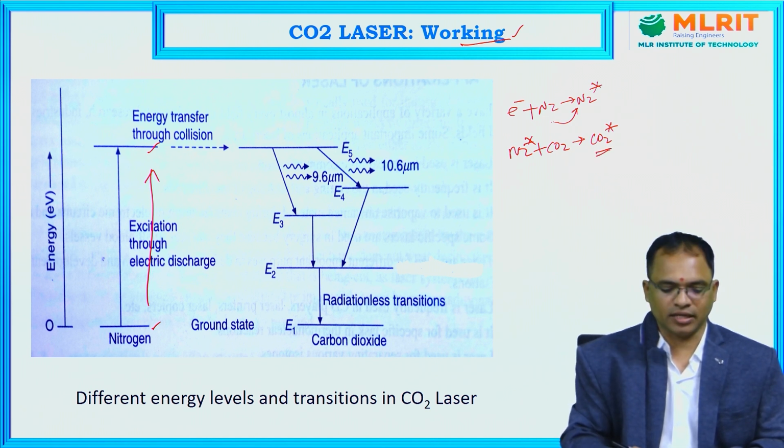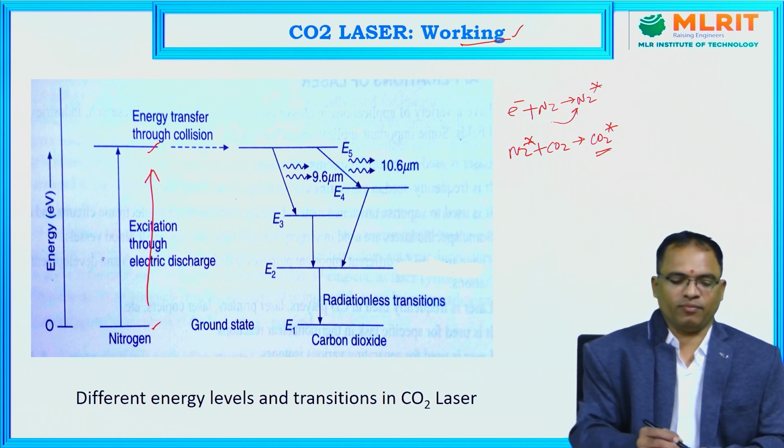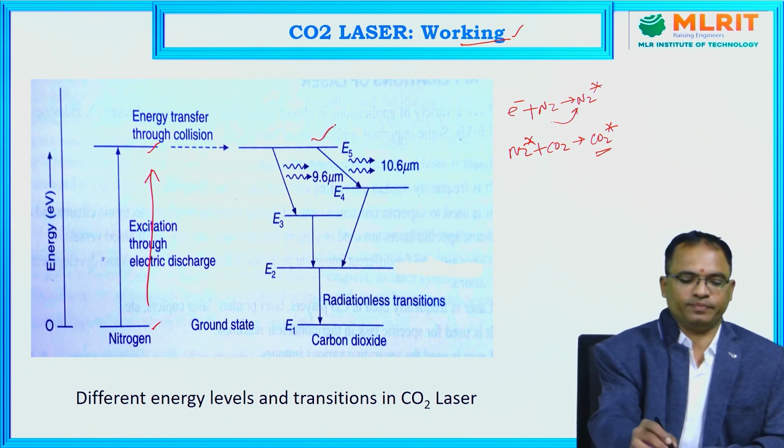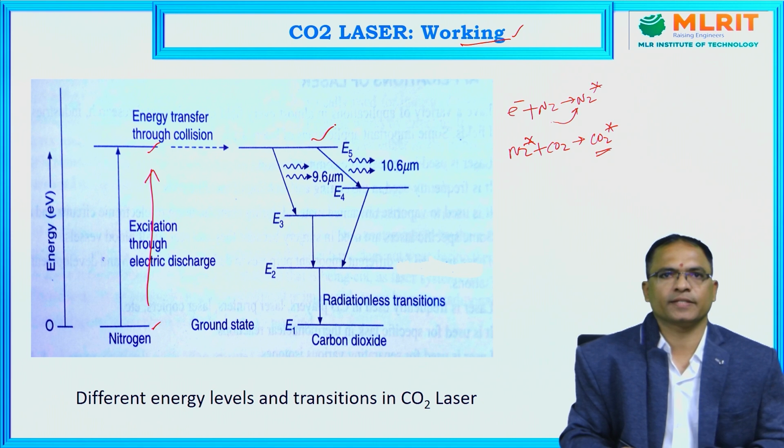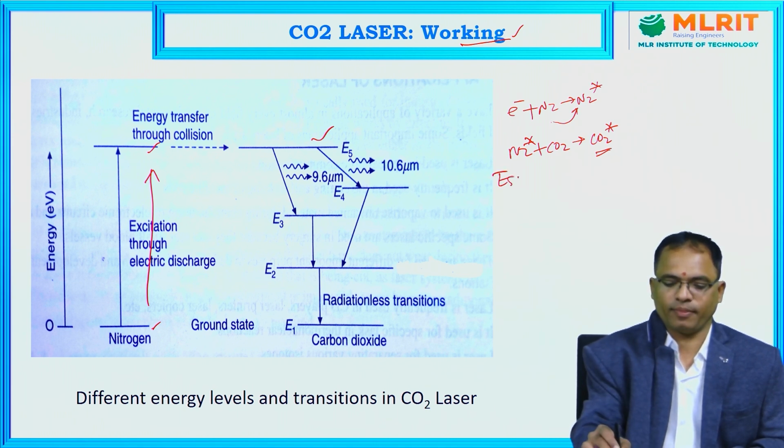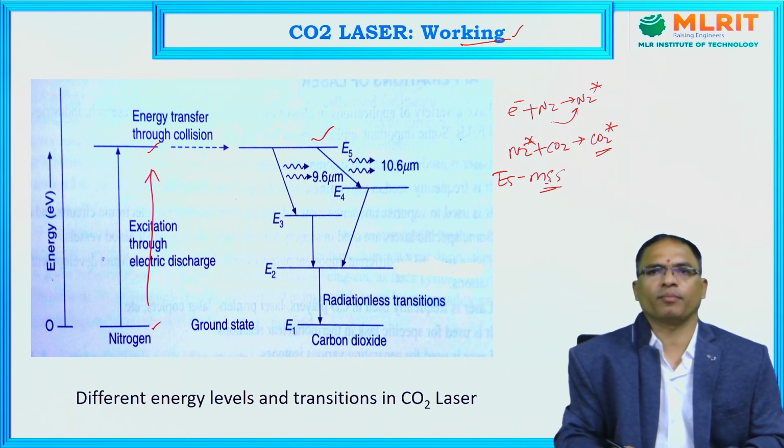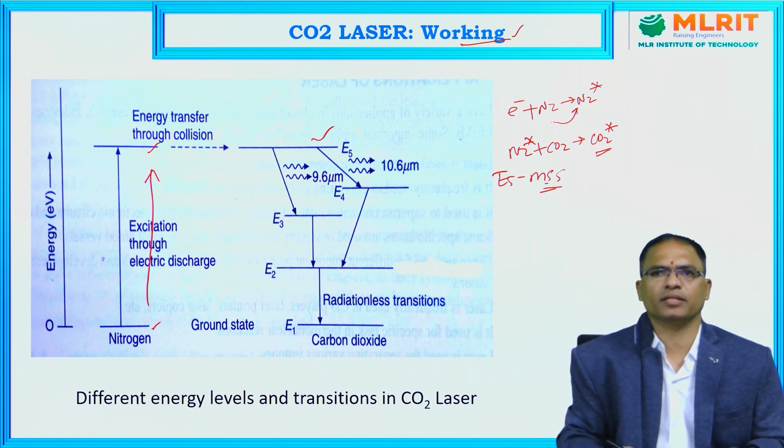So these excited carbon dioxide molecules will be there in the energy level E5. In this case, energy level E5 of the carbon dioxide molecule is considered as a metastable state. In the previous classes we discussed what a metastable state is and its role. We came to know that a metastable state is an excited state having a longer lifetime, and because of this metastable state only we will get laser transition.